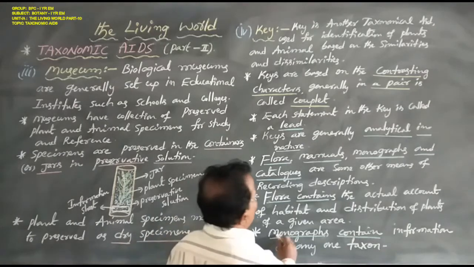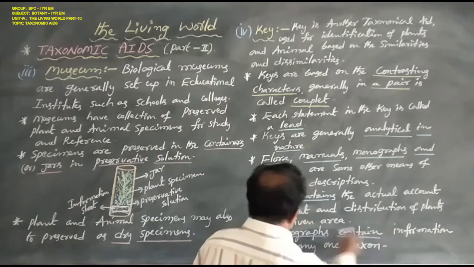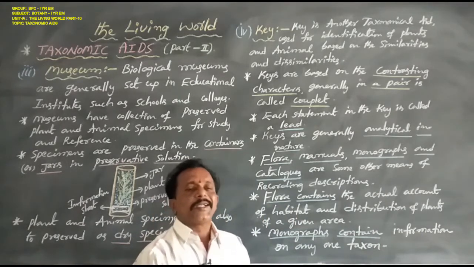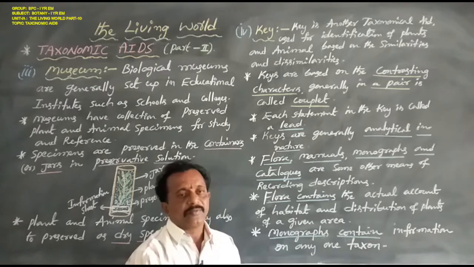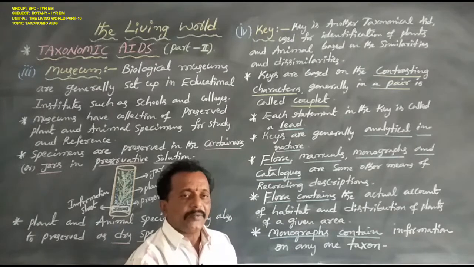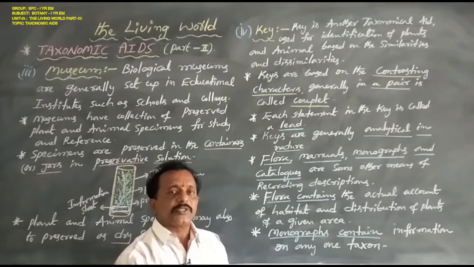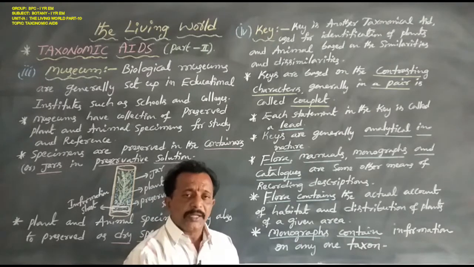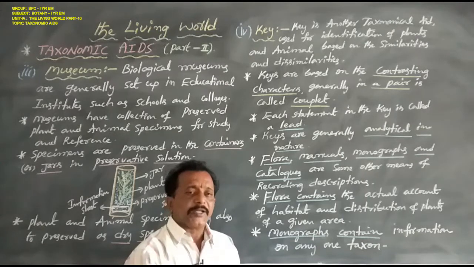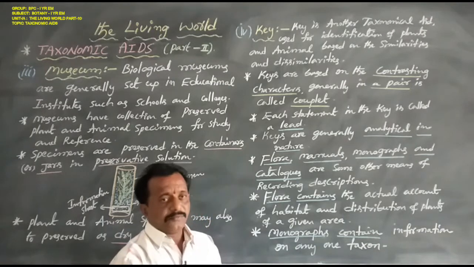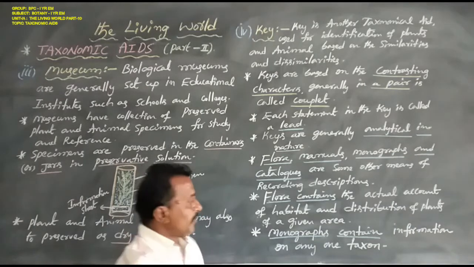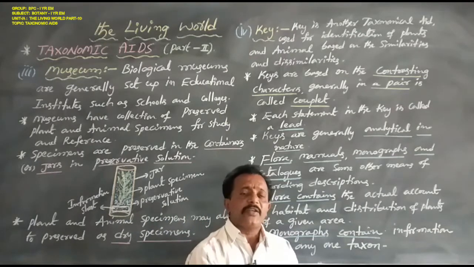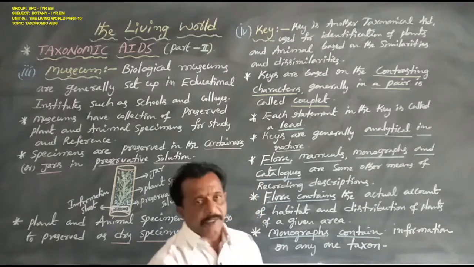And last one here, monographs. Monographs contain information on any one taxon, or any one category. Flora contains the actual account of habitat and distribution of plants in a given area, and is used as an index of plant species in a particular area. And monographs contain information on any one taxon or any one category.